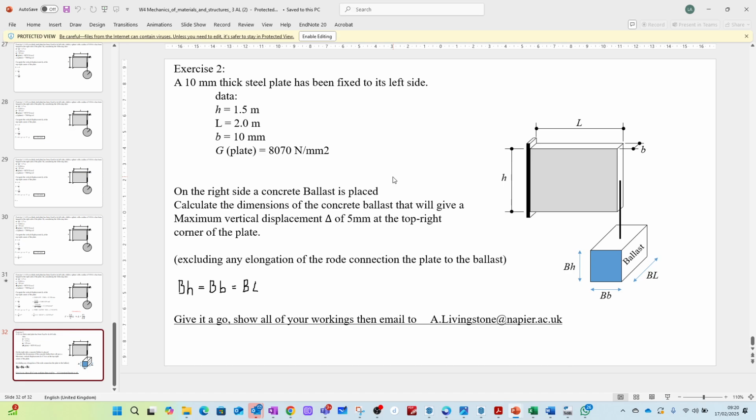A concrete ballast is placed. Calculate the dimensions of the concrete ballast. That will give you a maximum. Excluding any elongation of the rod.